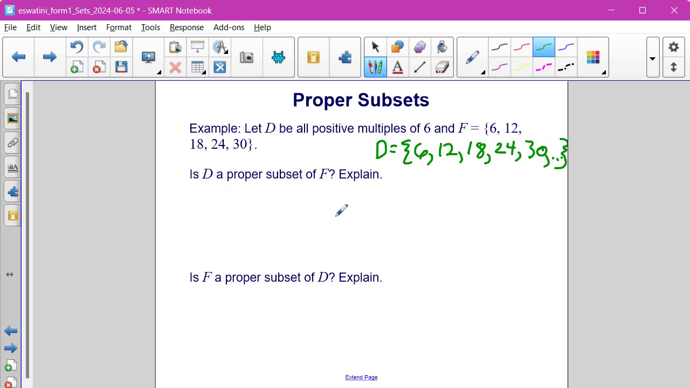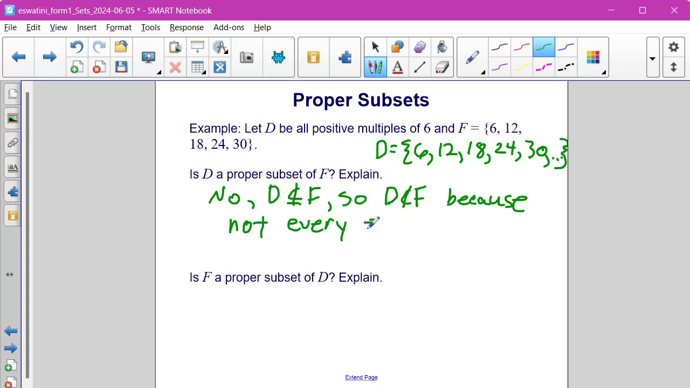So is D, this one that keeps going, a proper subset of F? The answer here is no, because D keeps going on forever and ever. D is not, first of all, a subset of F, so it can't be a proper subset of F either, because not every element from D appears in F.